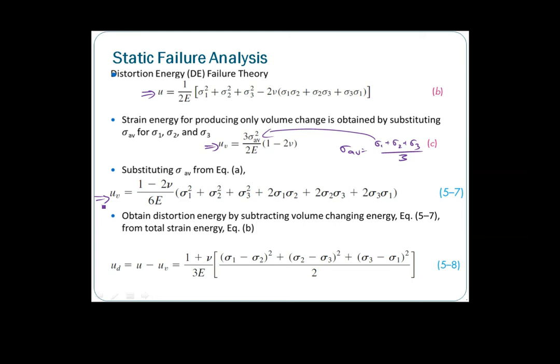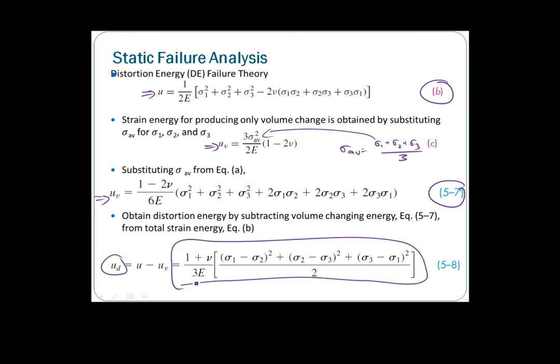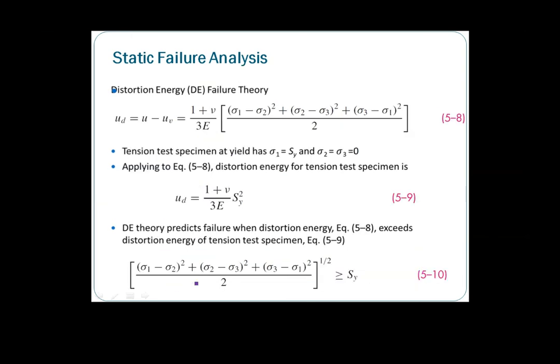So now we know that our distortion strain energy is equal to our strain energy minus the volume change strain energy, or what we call the hydrostatic component. So basically this U, minus our UV, gives us UD, the distortion strain energy. So this is what we have, the distortion strain energy. This particular part itself.